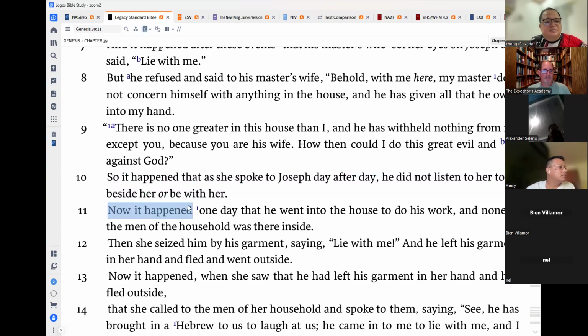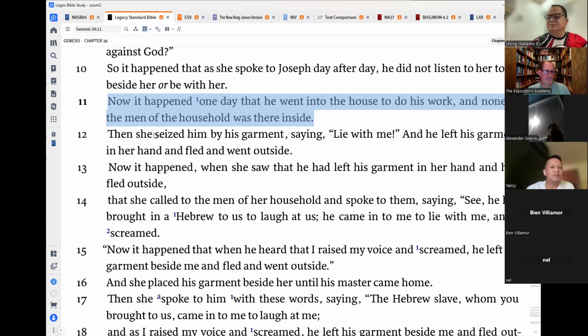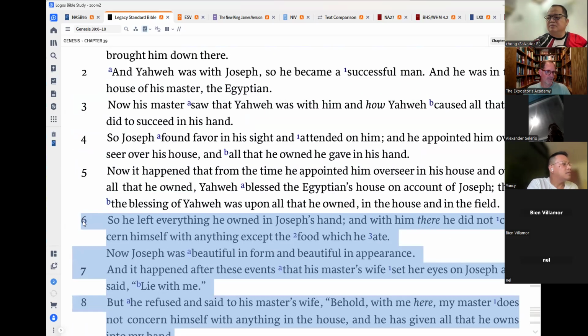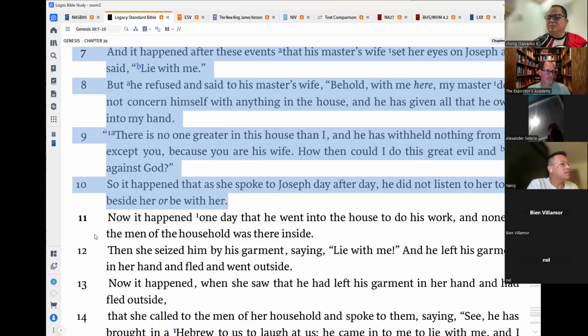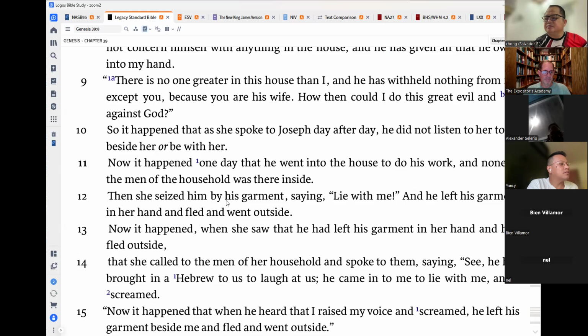And then verse 11, on one particular day, begins the events. So I would probably just start the next scene at verse 11. Verse 10 seems to be a summary that I would keep connected through verse 7. So I would see 7 to 10 as one scene, and then verse 11 beginning the next scene, because now it's focusing in on one particular day, which, by the way, is Joseph's last day in Potiphar's house.